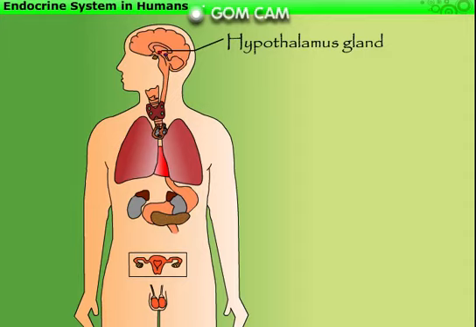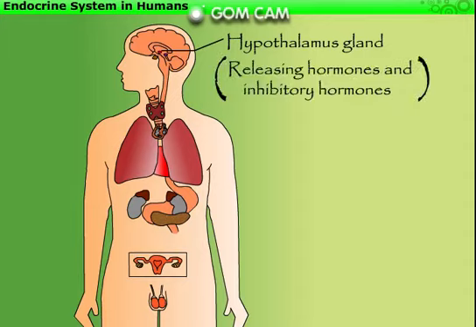The hypothalamus gland is present in the brain. It produces releasing hormones and inhibitory hormones.